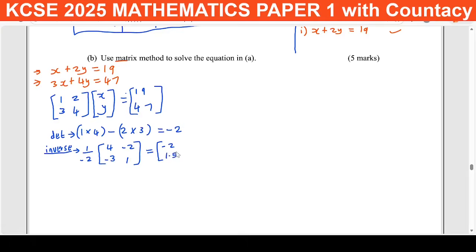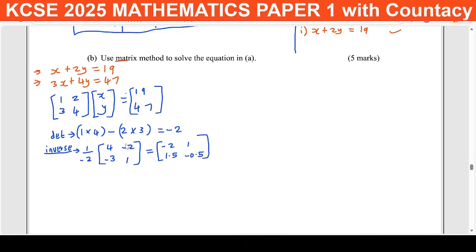We can just write it in decimal form to avoid having so many fractions over here. So we have negative a half multiplied by negative 2. That's gonna give you 1, because the negatives are going to disappear. And then we have negative a half multiplied by 1. That's gonna give you negative 0.5, like that.